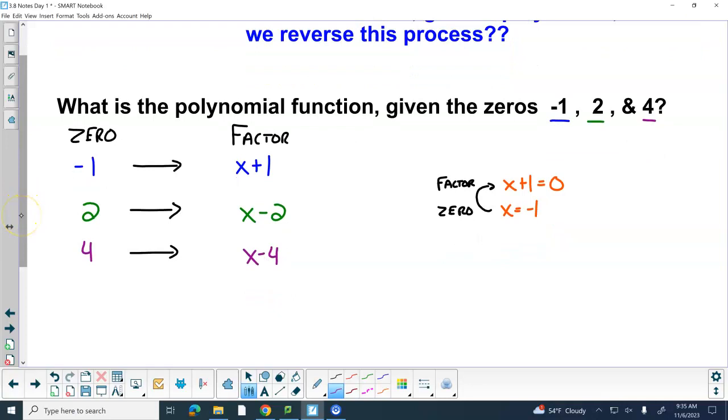So if we're working our way up this scale again, then from setting our factors equal to 0, we would have had the factored form of our equation, which in this case would have been x plus 1 and x minus 2 and x minus 4.